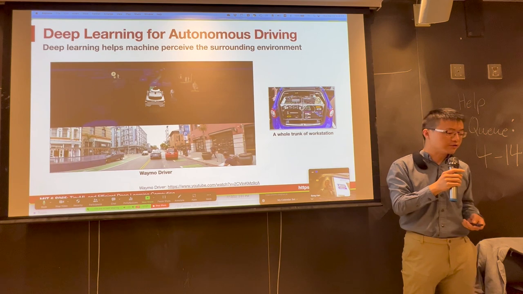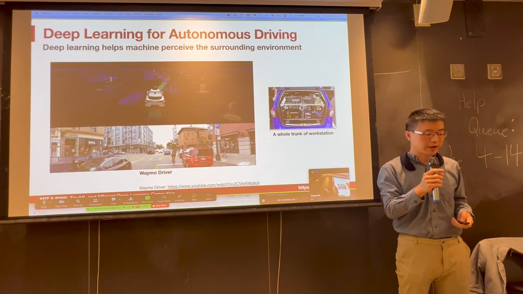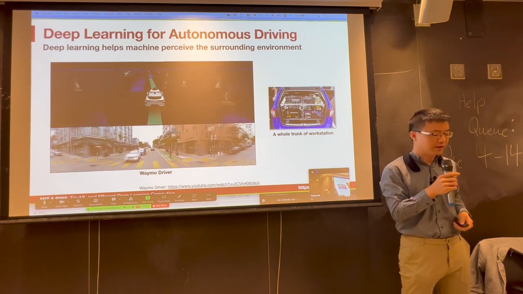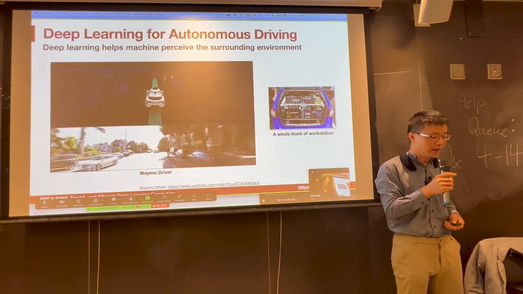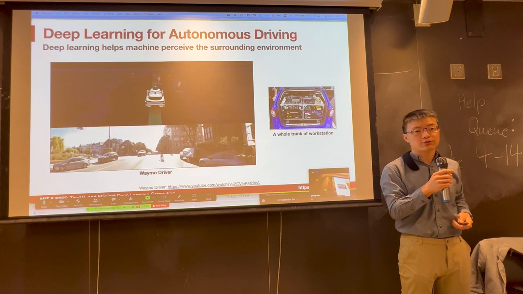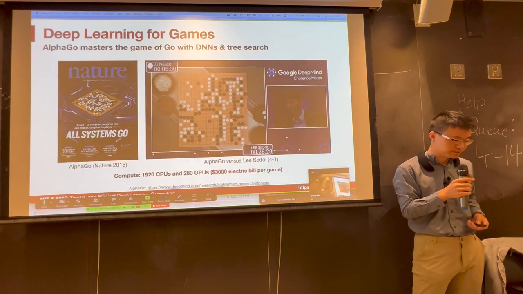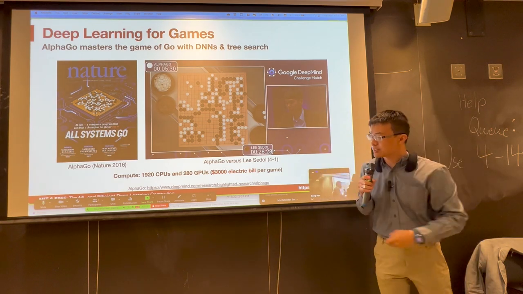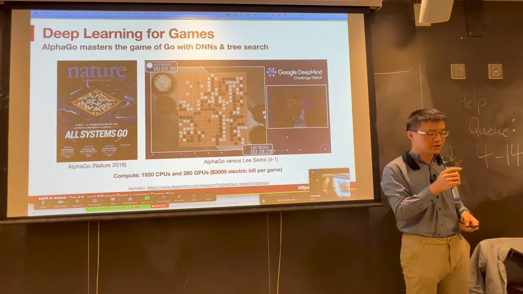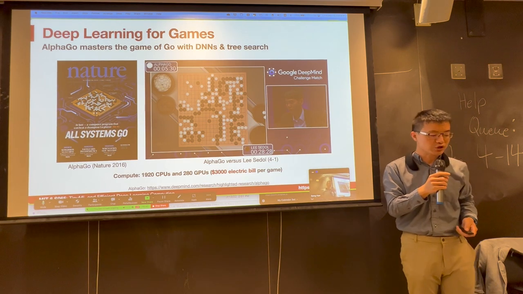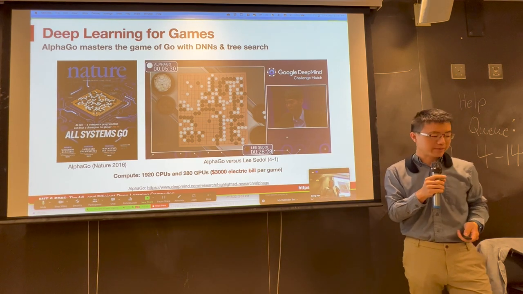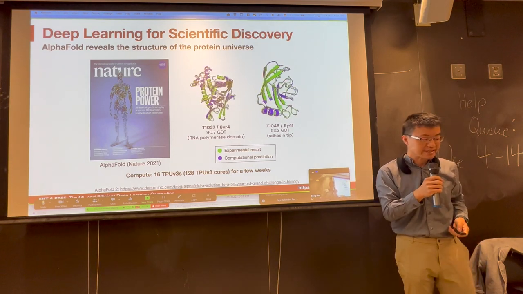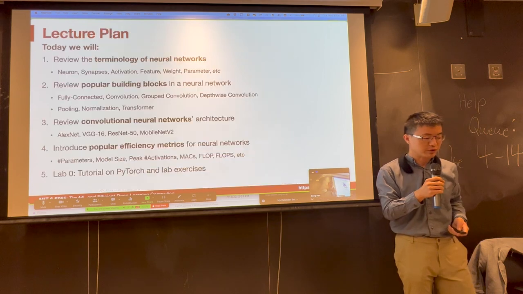We also talked about efficient deep learning for autonomous driving, how to avoid having a whole trunk of workstations, and also have more efficient processing of those 3D vision applications. Also, we talked about deep learning for games. Each game is taking almost 2,000 CPUs and almost 300 GPUs, $3,000 per game. And AlphaFold is taking 16 TPU V3s for a few weeks.